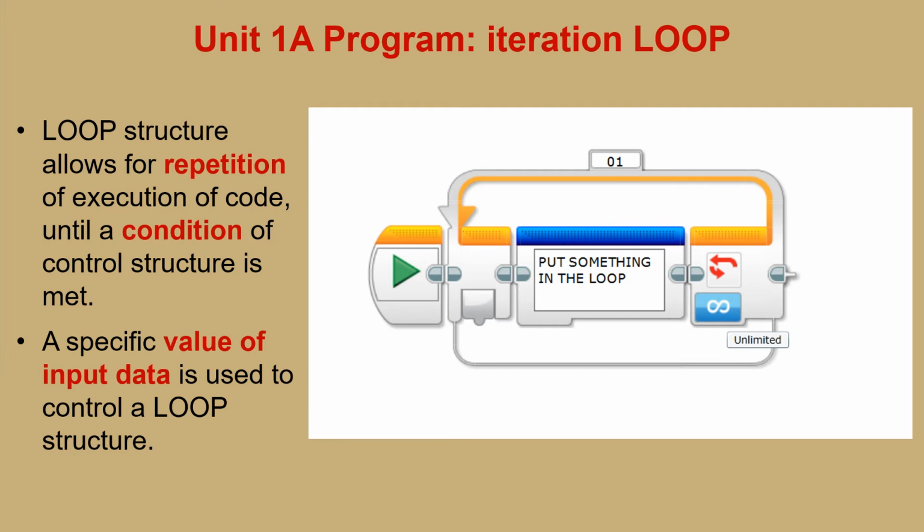Where you see the blue infinite sign, you can click on that, then select which sensor you're going to use, and then identify which value of the sensor input data you're going to use. As soon as the loop control is true, you can go out of the loop, and then it's no longer an infinite loop.